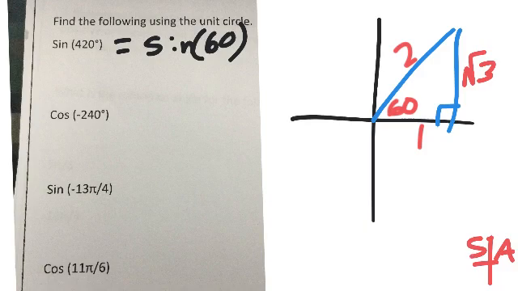So all students take calculus. That means all of my trig functions are positive here. So I know sine is going to be positive. Sine is a ratio of the opposite over the hypotenuse. So the opposite side is radical 3. The hypotenuse is 2. So sine of 420 is radical 3 over 2.